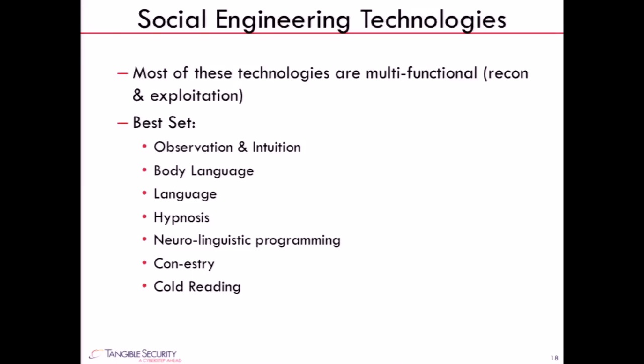Yeah. So the best set of social engineering technologies: observation and intuition. Now you're going to say, duh. None of y'all do it right. We'll talk about it in a minute. Body language. Language in general, and this is a whole topic in and of itself. Hypnosis, neuro-linguistic programming, and cold reading. From here down, we're not going to get too much in because they are truly dense topics. We'll briefly go over them and why I think they're important. From here up, we'll actually talk, and they'll be part of some of the things that we do tonight with the Jedi mind tricks.